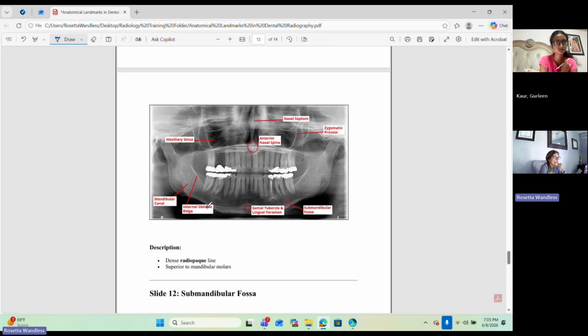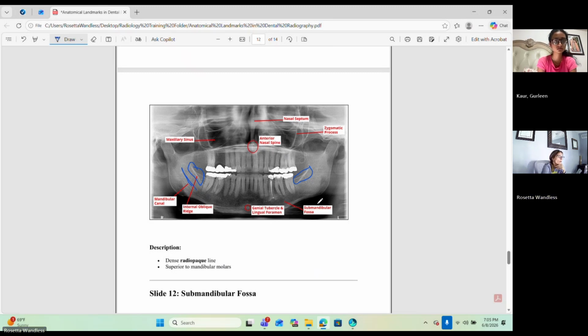The external oblique ridge would be out here. The internal oblique ridge is on the inside. Do you see that radiopaqueness right here? That's the oblique ridge. Oblique is something that's coming off to the side, like your oblique abs. So anytime you hear oblique, it's off to the side.